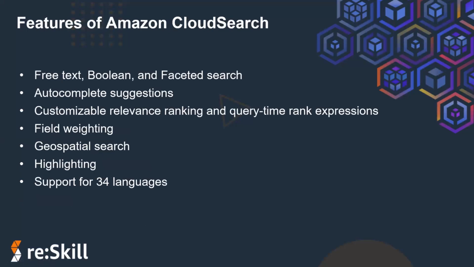Now, let's see the features of Amazon CloudSearch. The first one is free text, Boolean, and faceted search. The second one is autocomplete suggestion. It will provide suggestions based on our data, along with customized relevance ranking, query time rank expressions, and field weighting. And also we can do geospatial search and highlighting, and the Amazon CloudSearch domain is supported for 34 languages as well.